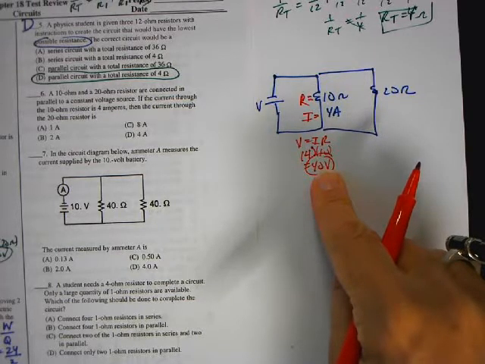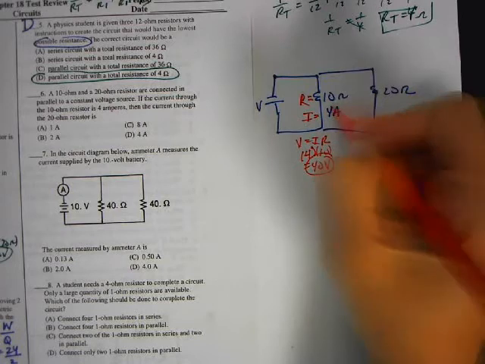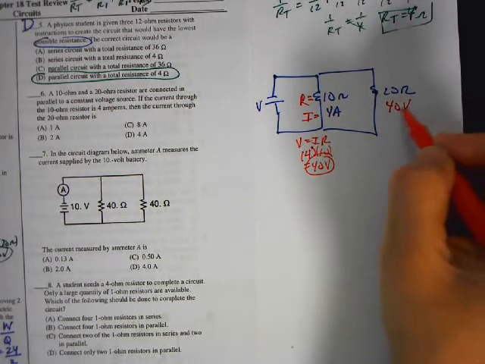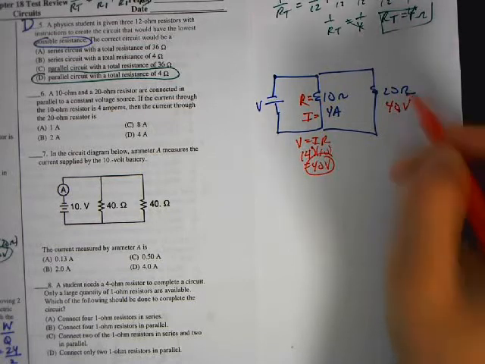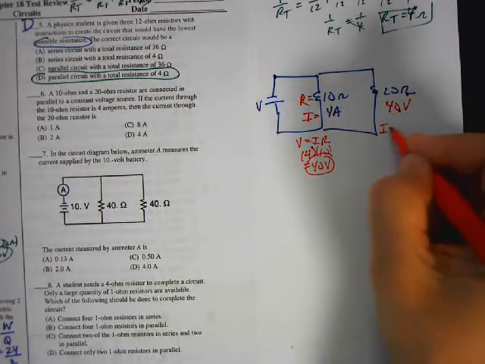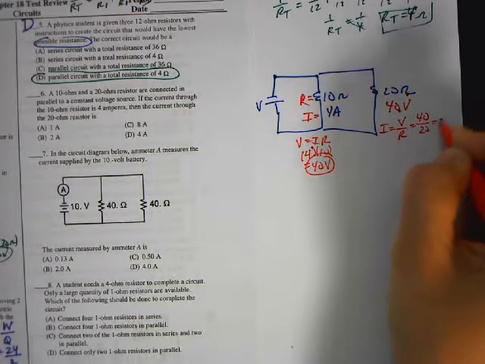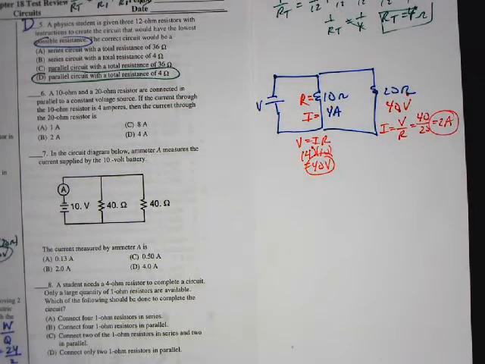So if I know the voltage and I know the resistance, I can find the current. So I is equal to V over R. So 40 over 20 would be 2 amps. So the answer to number 6 would be B, 2 amps.